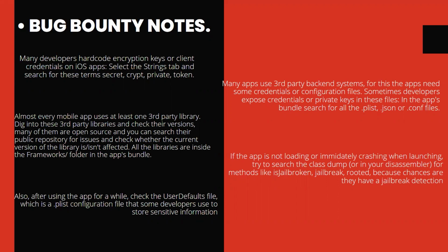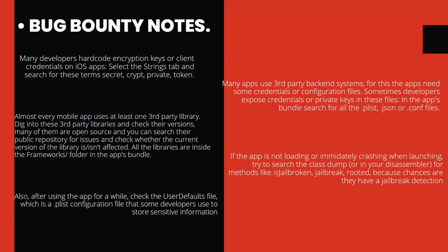Almost every application uses at least one third-party library. Dig into these third-party libraries and check their versions. Many of them are open source, and you can search their public repositories for issues and check whether the current version of the library is affected or not. All the libraries are inside the Frameworks folder in the app's bundle.